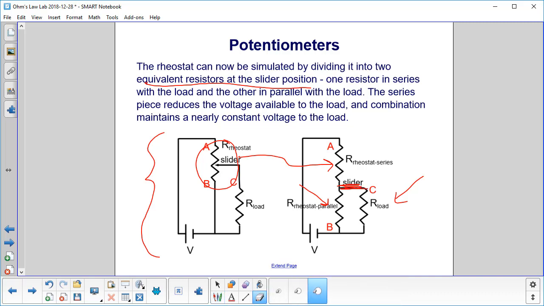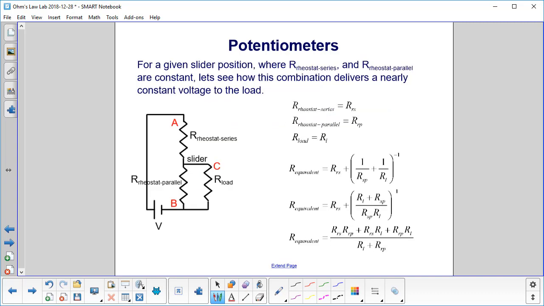So we now have 3 resistors where this one and this one are virtual resistors that represent the total resistance of the rheostat. We will fix the slider position so that the rheostat in series equals the rheostat in parallel resistances. So we're fixing these 2. This will reduce the overall voltage coming from the battery, and this one, which is in parallel with the load, will maintain an almost constant voltage to the load. So let's go through the equations and see how it does that.